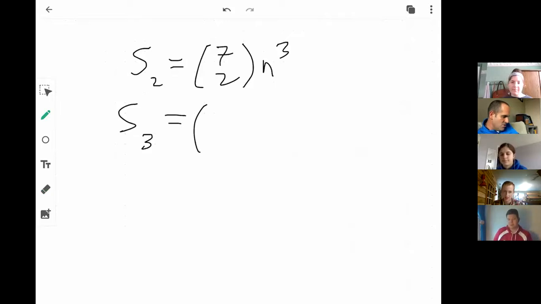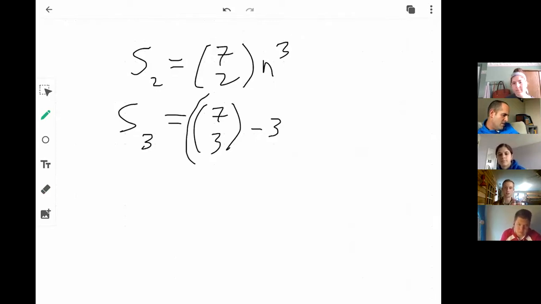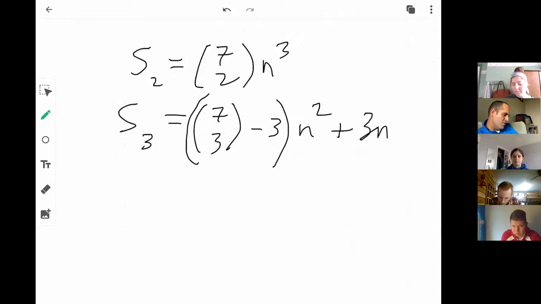So you said 7 choose 3. How many triangles are there? 3. Minus 3. There's going to be that many n squareds, yes? Right. Plus how many n cubes? 3. Okay. And then was S4 the thing that you were trying to ask about? Yes. That was the one I was asking about.